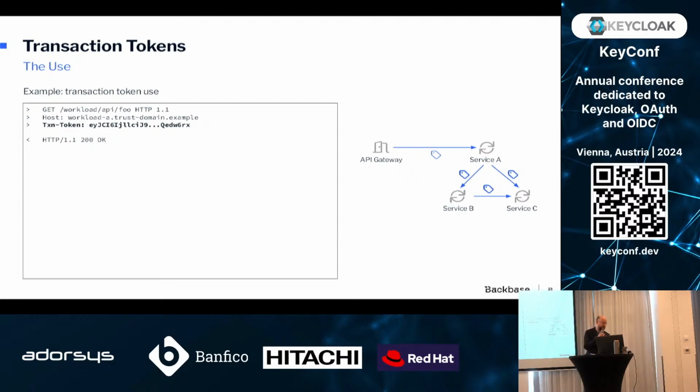It was also a deliberate decision to introduce a new header called TXN token and not to use authorization bearer, because the philosophy is a little bit different with those two. And with a new header, you can actually combine those if needed.